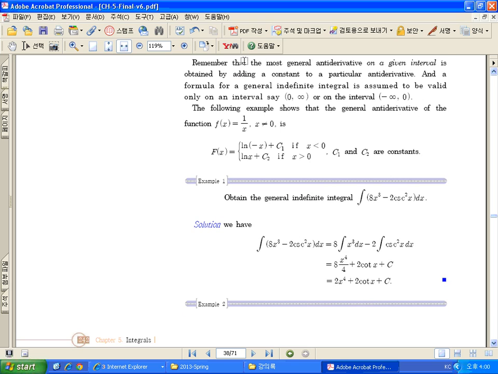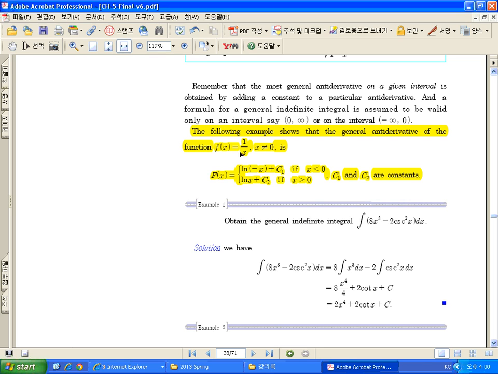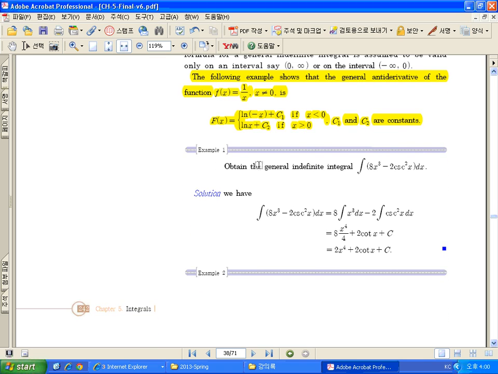This example shows the general antiderivative of the function f of x equals 1 over x. Since antiderivatives are different when x is positive and when x is negative, the antiderivative can be written as a composite function on each interval, on positive and negative.